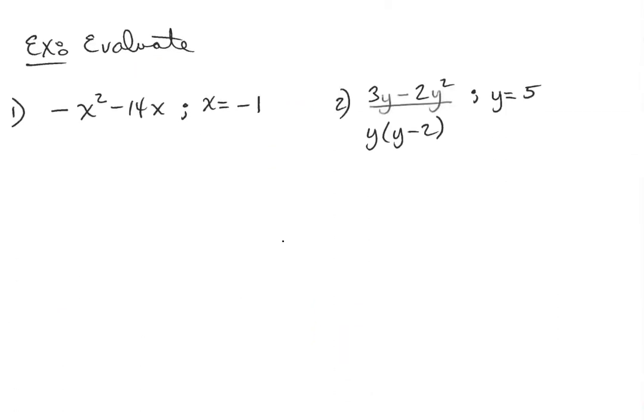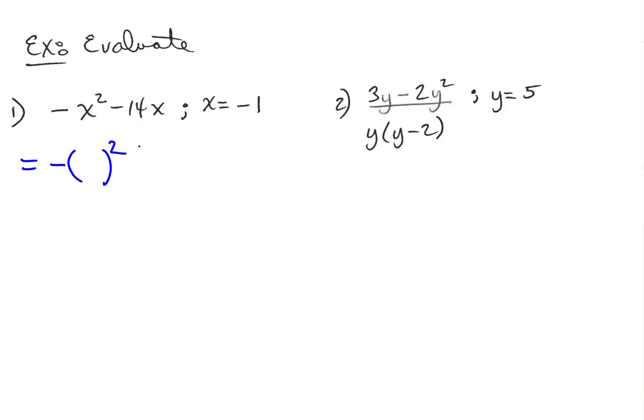Next we'll work on evaluating, and doing so by plugging in numbers for letters like we've done in the past, and then also implementing order of operations as we do that. So our first example for this segment reads negative x squared minus 14x, and we're plugging in x as negative 1. Well, as we've already seen, when you're substituting a number for a variable, we're going to do so carefully by first rewriting a blank set of parentheses instead of the variable.